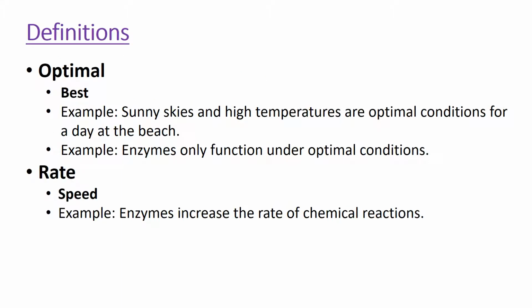We should talk about a few vocabulary terms it would be helpful to understand. Optimal means best. For example, sunny skies and high temperatures are optimal conditions for a day at the beach. Those are the best conditions for a day at the beach. Or, enzymes only function under optimal conditions. So enzymes have very specific conditions under which they'll operate, and we could call those optimal conditions, the best conditions for that enzyme. Rate means speed. For example, enzymes increase the rate of chemical reactions. They increase the speed of a chemical reaction.